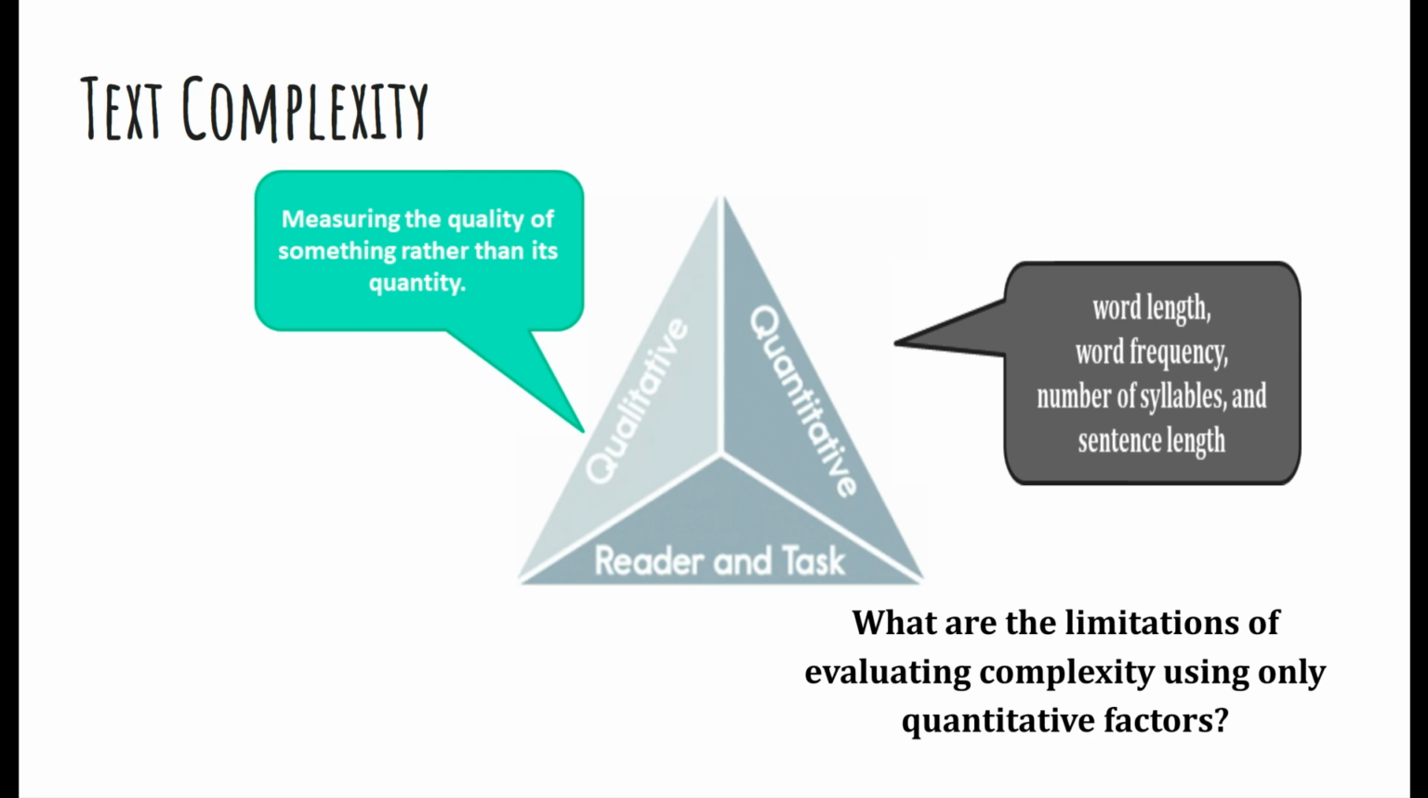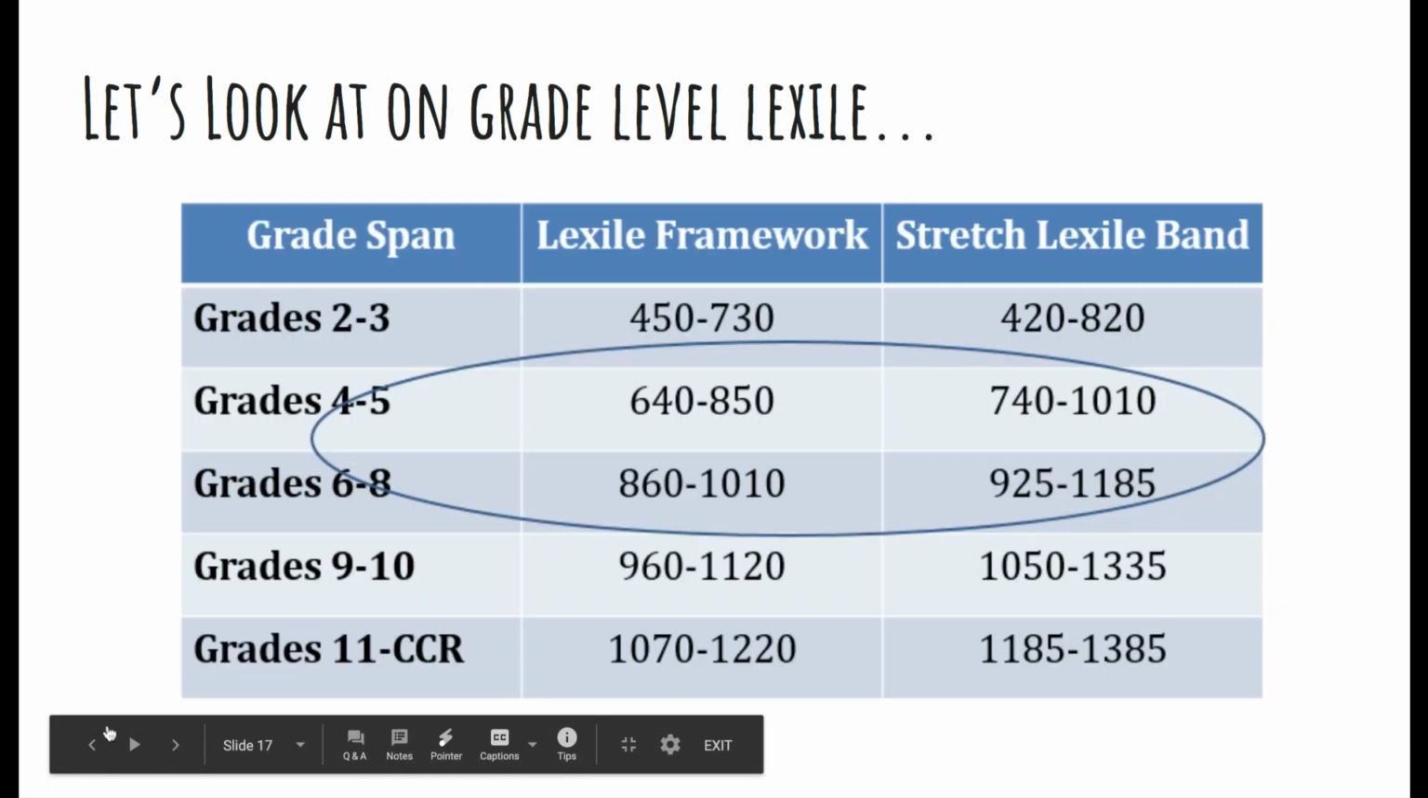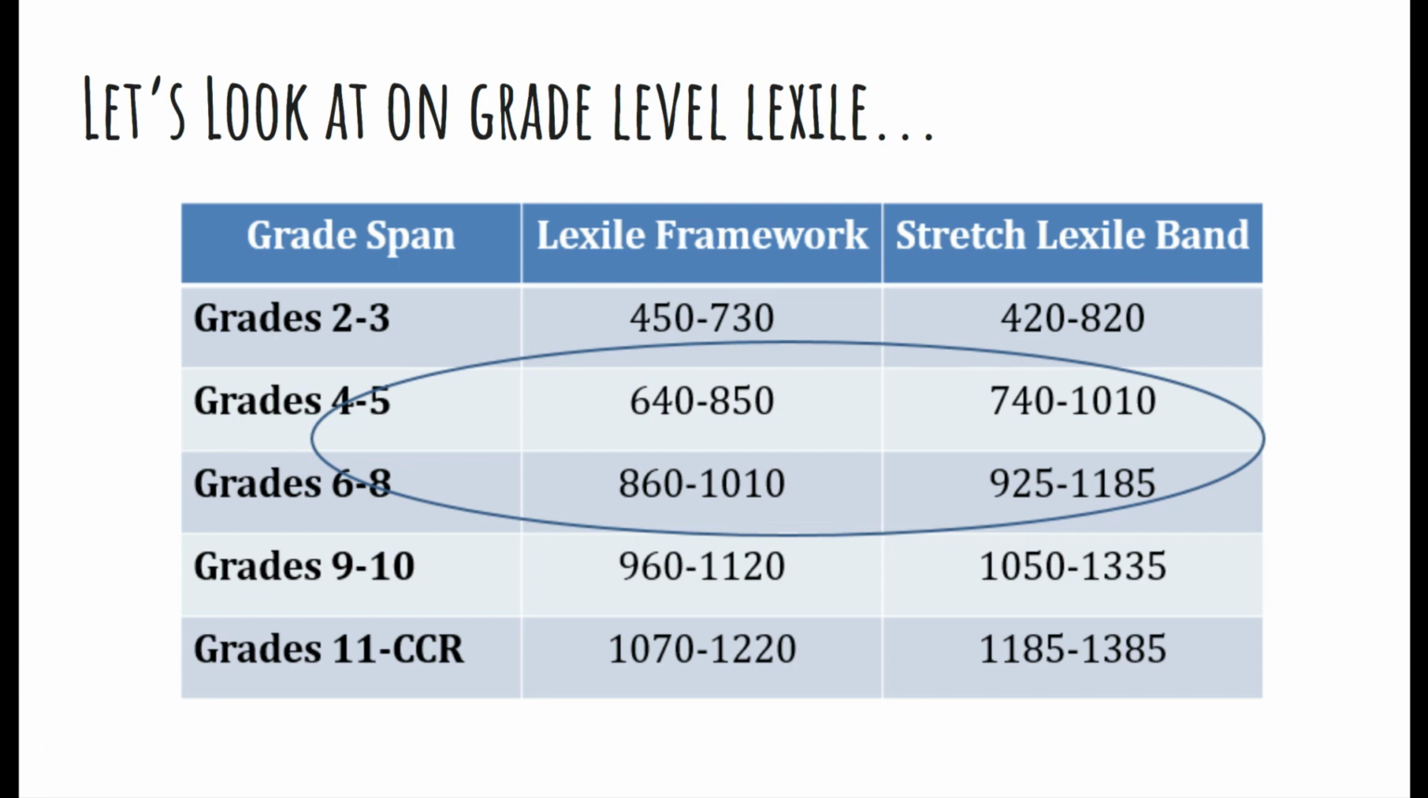If we think of the novella Of Mice and Men by John Steinbeck, it has a Lexile level of 630. If we take a look at this screen quickly, you see the Lexile framework, what grade level the Lexile score corresponds with, and there's also a stretch Lexile band, the recommended Lexile band if you wanted to stretch students with more complex texts.